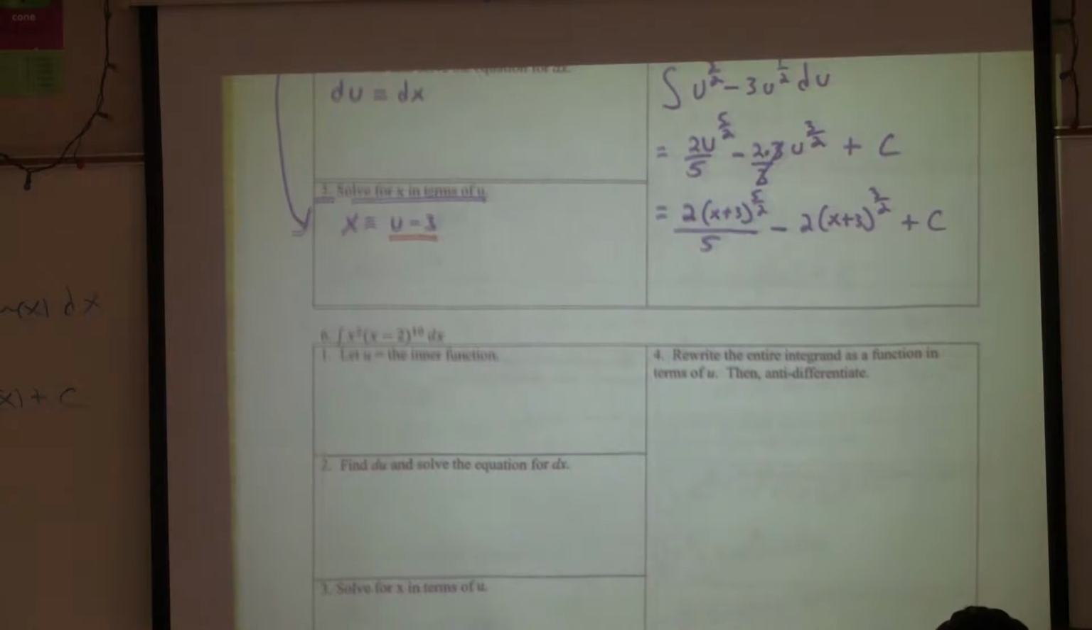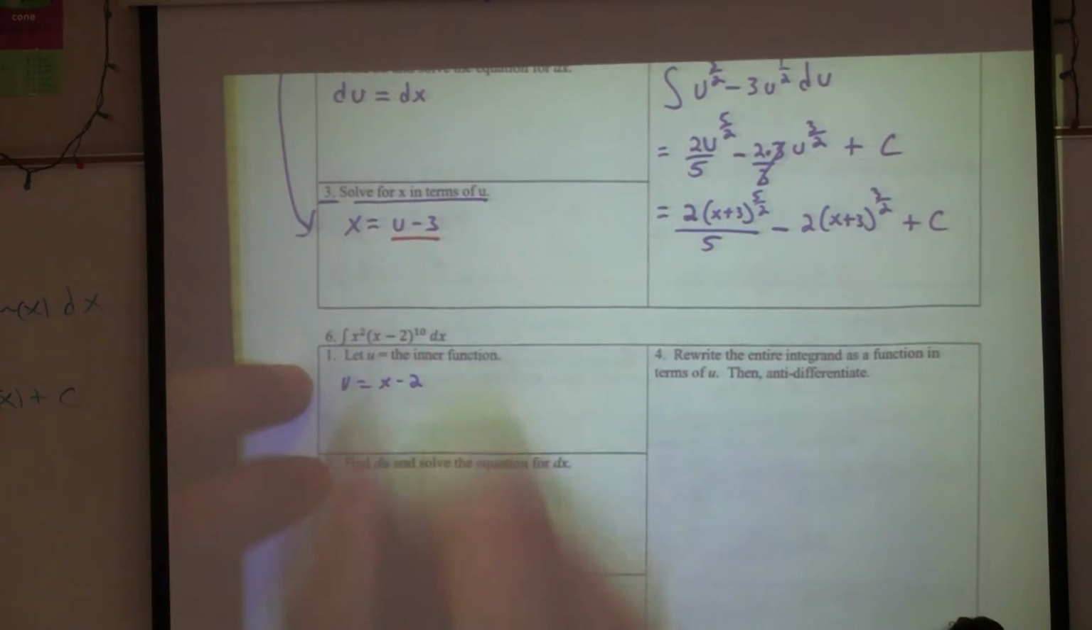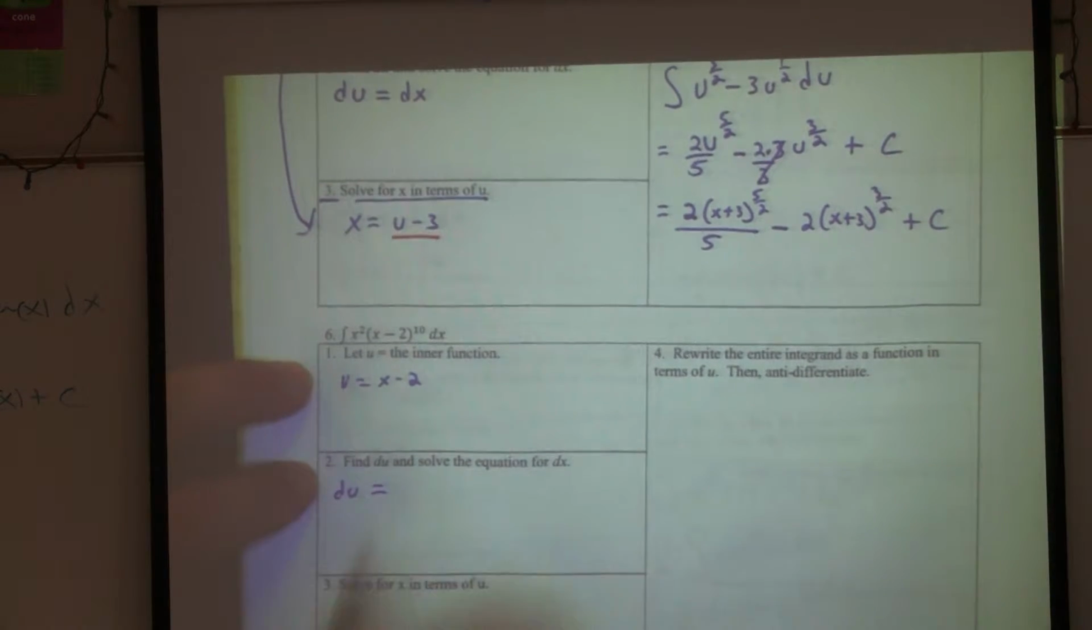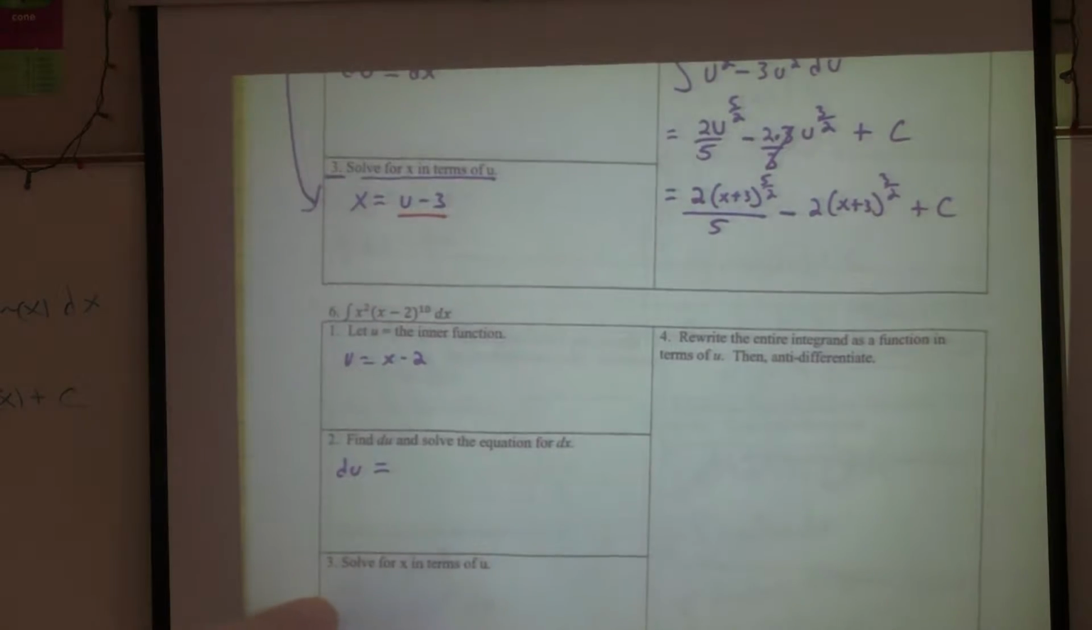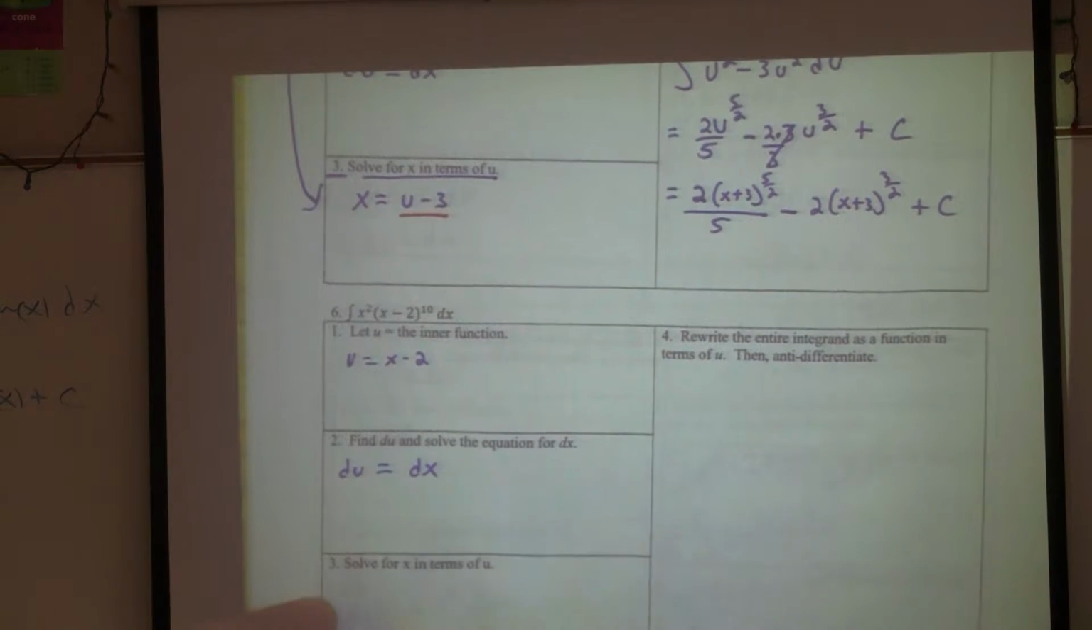What is u going to be? You add 1. x plus 2. And what's du going to be? 1 dx, or just dx.